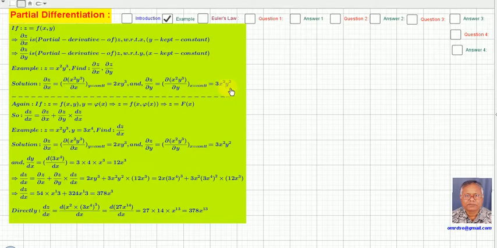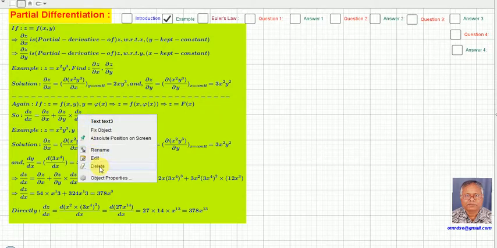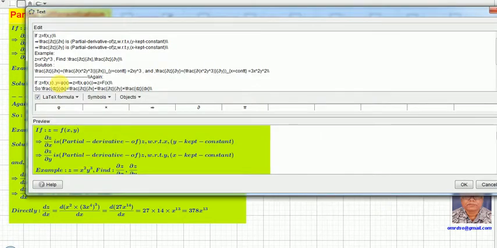On the other hand, if z is a function of x and y, and y is itself a function of x, then z is a total function of x. In that case, dz/dx is equal to del z/del x plus del z/del y into dz/dx. So how can it be done? I am a little bit mistaken here. It should be dy/dx. So I am just making it correct. Okay?